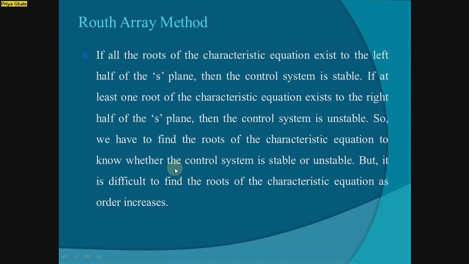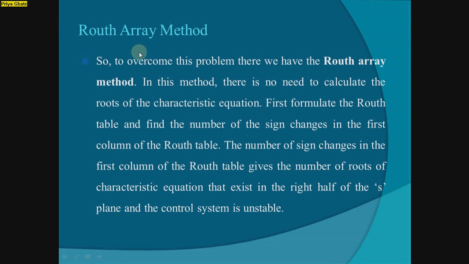Routh array method. If all the roots of the characteristic equation exist in the left half of the S-plane, then the control system is stable. If at least one root of the characteristic equation exists in the right half of the S-plane, then the control system is unstable. So we have to find the roots of the characteristic equation to know whether the control system is stable or unstable. But it is difficult to find the roots of the characteristic equation as the order increases.